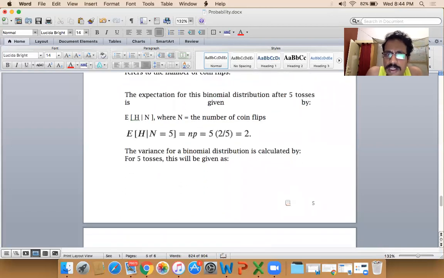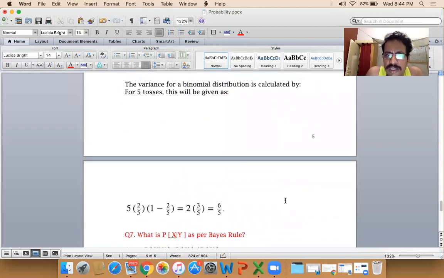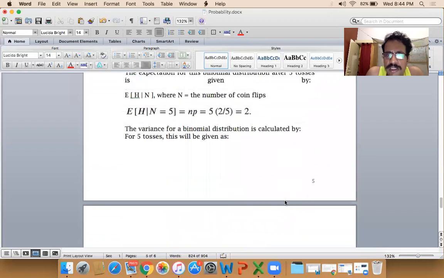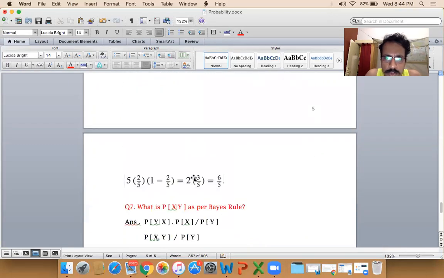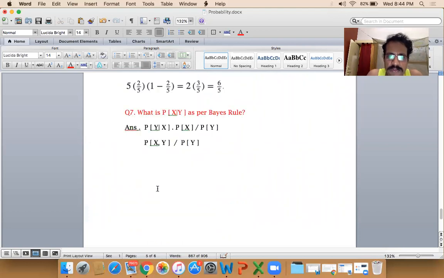Now the variance formula is np into 1 minus p. This is the formula for variance. So you do np(1 - p), and you get 6 by 5.